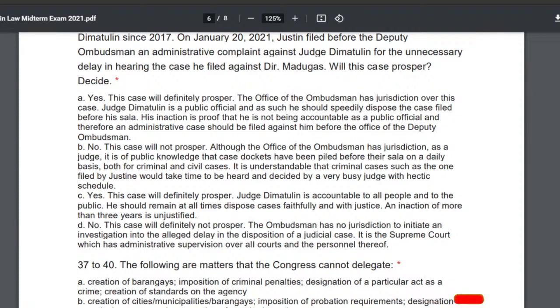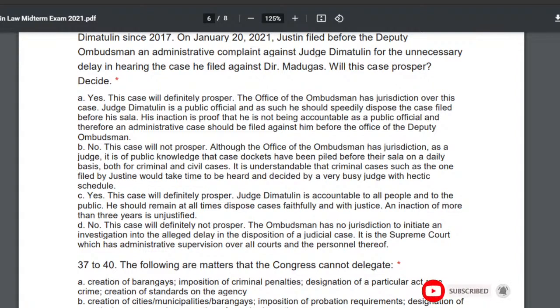Or letter B, no, this case will not prosper. Although the Office of the Ombudsman has jurisdiction, as a judge, it is of public knowledge that case dockets are filed before their sala on a daily basis, both for criminal and civil cases, and it is understandable that criminal cases such as the one filed by Justine would take time to be heard and decided by a very busy judge with a hectic schedule.